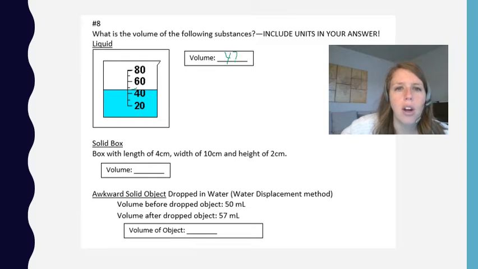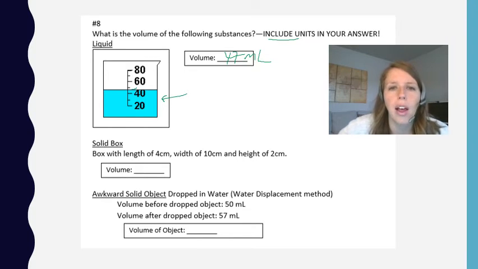So 47, and I said to include units in your answer, and I know I didn't actually tell you what the units were on this. So we'll just say 47 milliliters, lowercase m, capital L, right? 47 milliliters, or you might say 46, because you can't totally tell because you're just guessing.